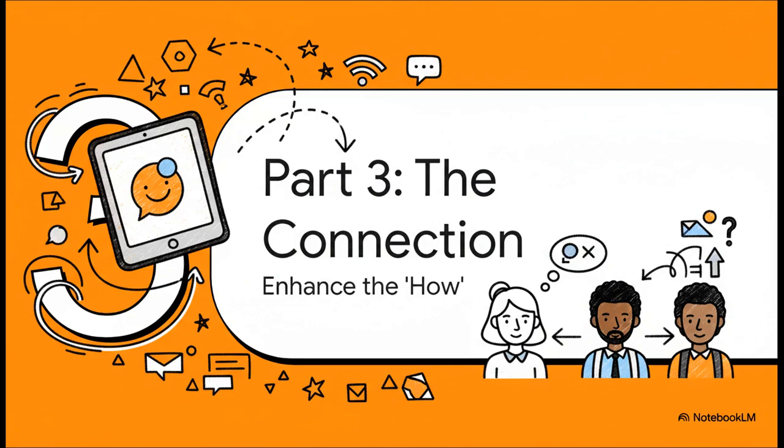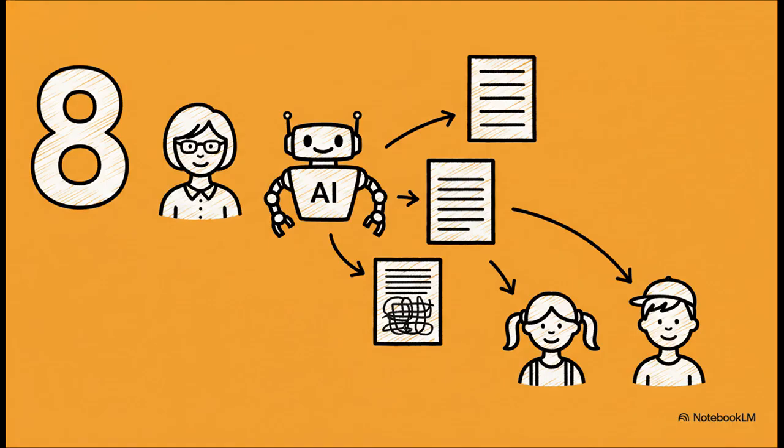Okay, we're on to our last section. We've set our why, we've redefined our what, and now we're going to focus on connection. This is all about using tech to enhance how we interact with our students through better support and feedback. So let's talk about practice number 8, scaffolding with AI. This is a total game changer for differentiation.